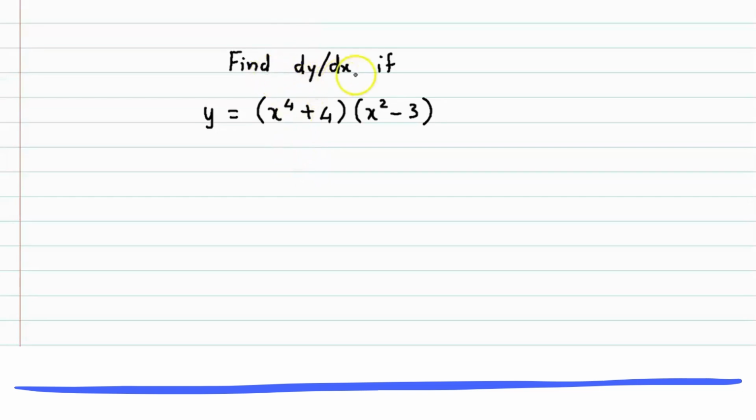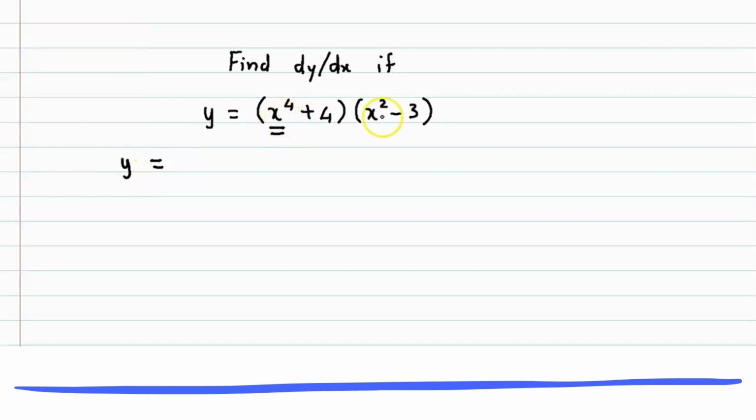Find dy by dx if y is equal to (x⁴ + 4)(x² − 3). Now let us simplify this expression on the right hand side and then differentiate with respect to x. The other option is we could use the product rule directly and get the value for dy by dx and then simplify. So here we are going the reverse. We are simplifying first and then taking the derivative. So let us multiply the brackets.